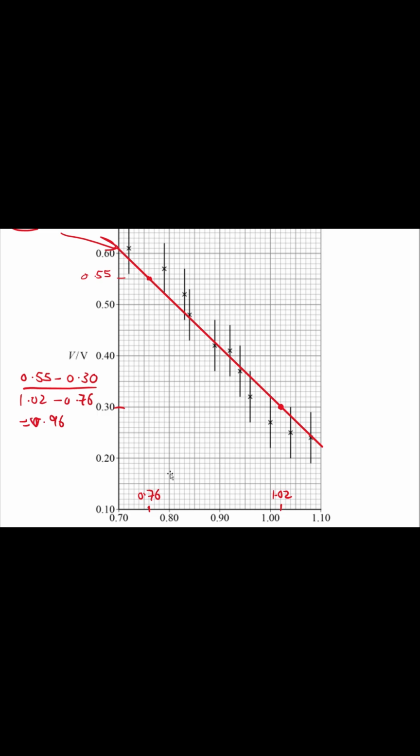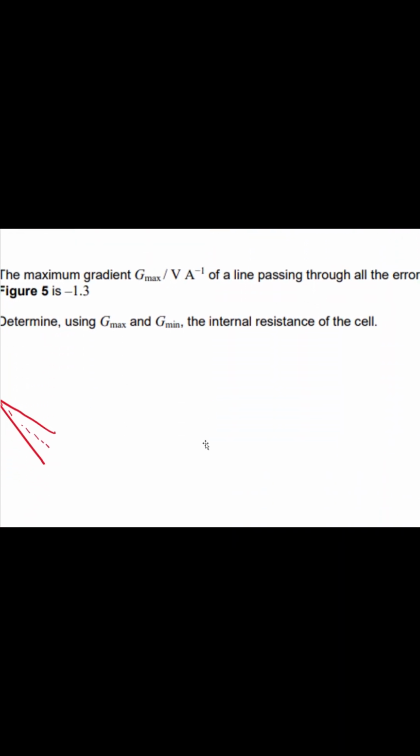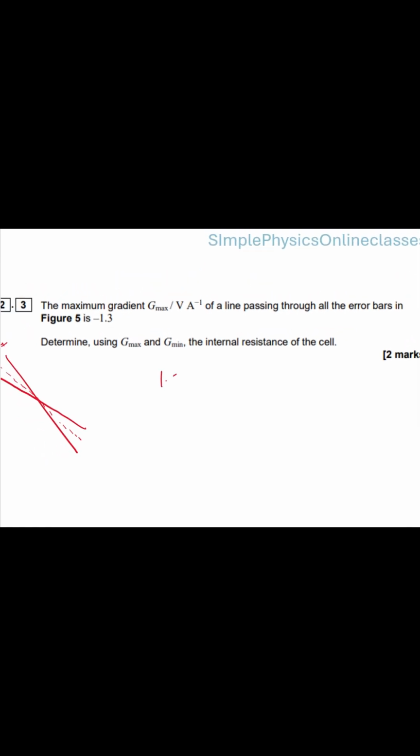Now, what's it asking? Let's see. Work out the average of those. So 1.3 plus 0.96 over 2. So plus 1.3 divided by 2. That gives me 1.1 ohms, because it is internal resistance.